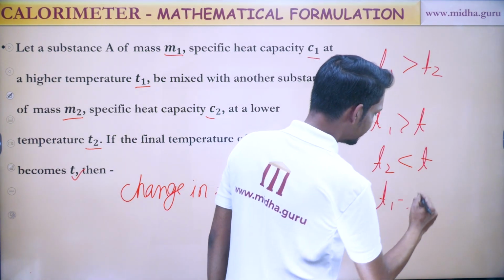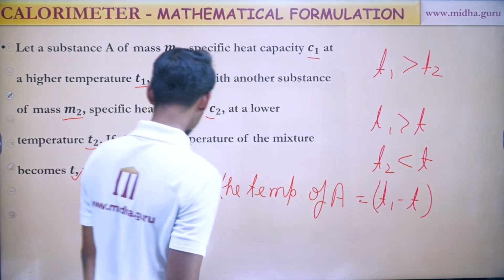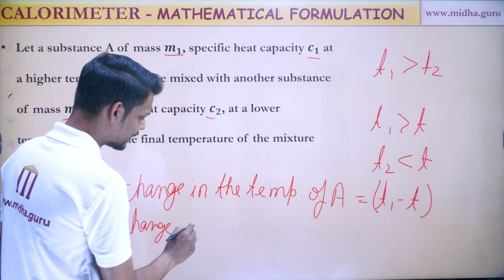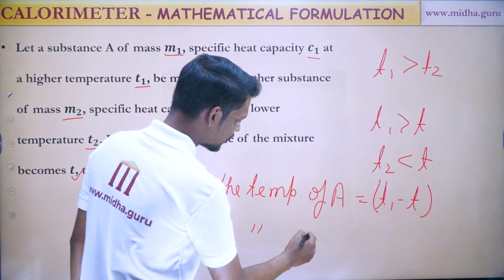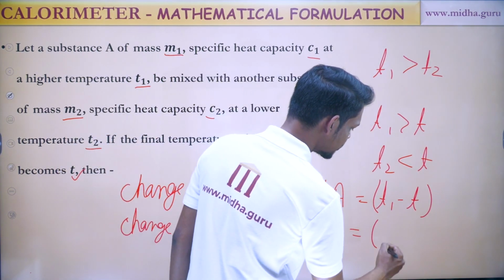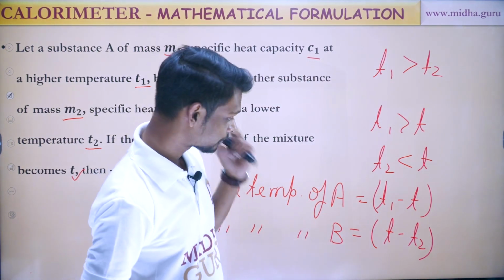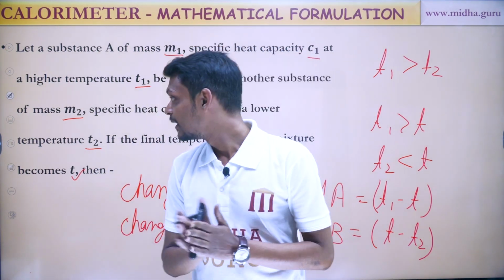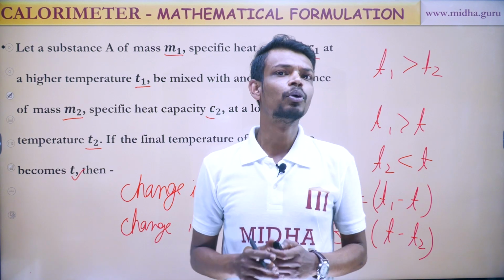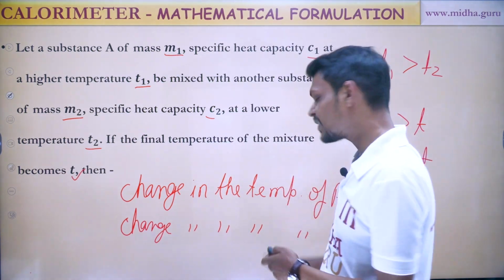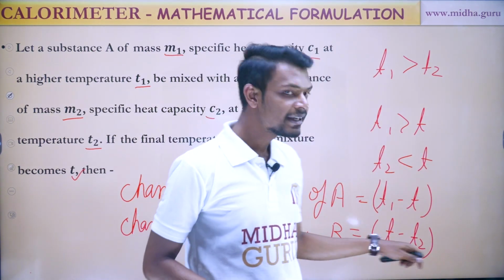It will be T1 minus T. Then I can say the change in the temperature of B will be how much? It will be T minus T2. Okay? Now, let us move forward. So now I know that the change in temperature for liquid A is T1 minus T and for liquid B is T minus T2.